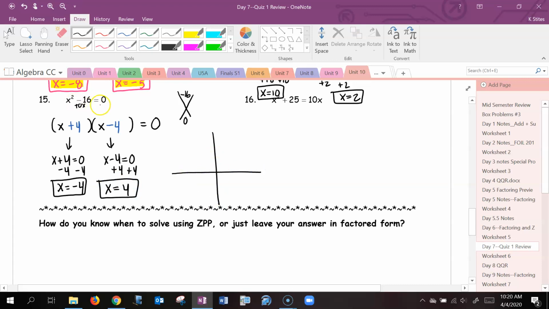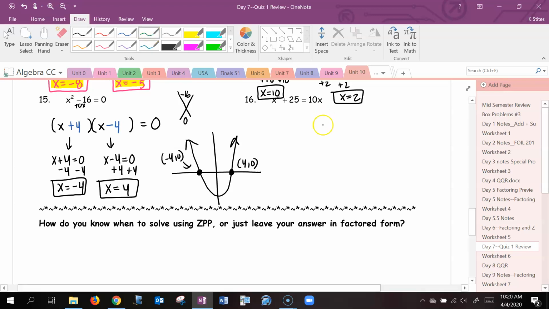And again, just to reconfirm what this actually means, if you were to graph that parabola, it would look something like this, and your zeros or your x-intercepts would be 1 at 4 and 1 at negative 4. Okay, so really this is just doing the same thing as quadratic formula, it's just a lot faster, or solving by graphing. All right, last one of these, x squared plus 25 equals 10x.